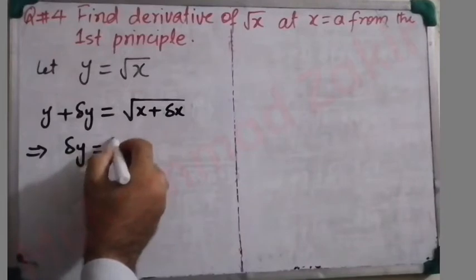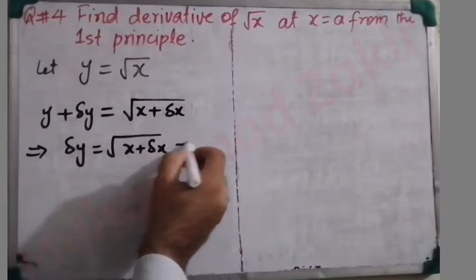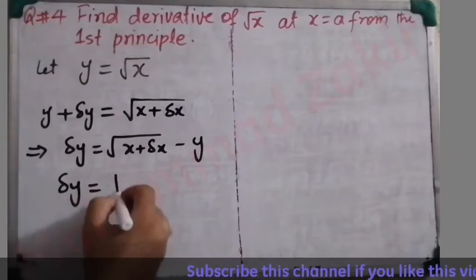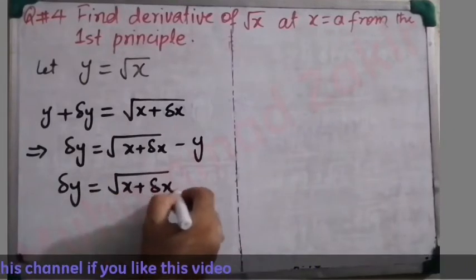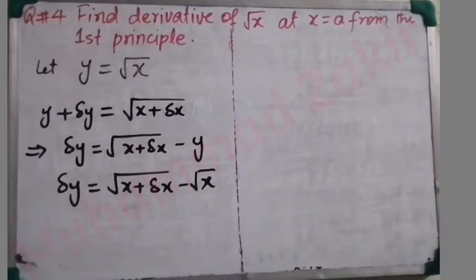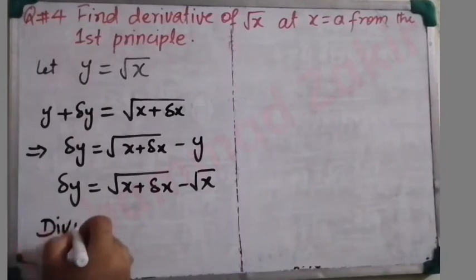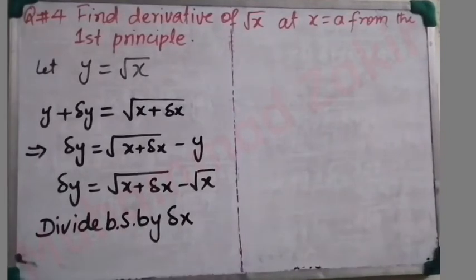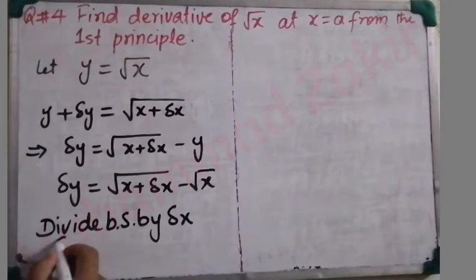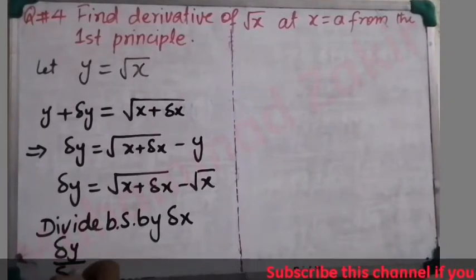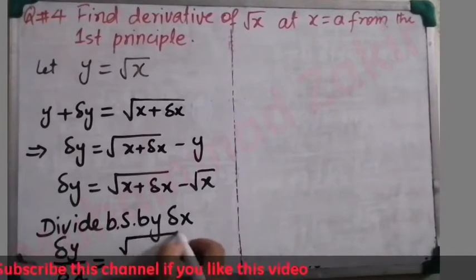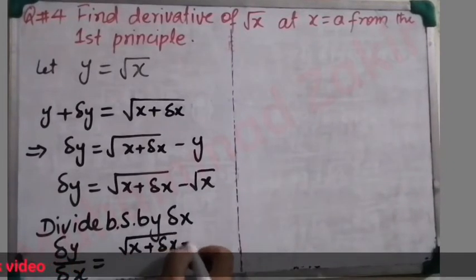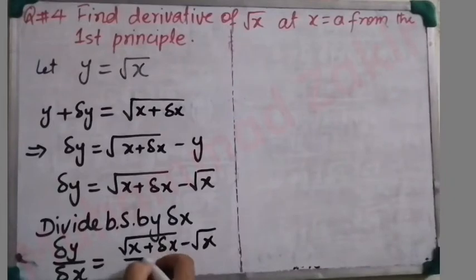Now we take y on right hand side. We have x plus delta x on right side, and y from left to right will be subtracted. X plus delta x minus, in place of y we write its value square root x. Now another step of first principle is dividing both sides by delta x. So we divide both sides by delta x. Delta y by delta x is equal to square root x plus delta x minus square root x by delta x.